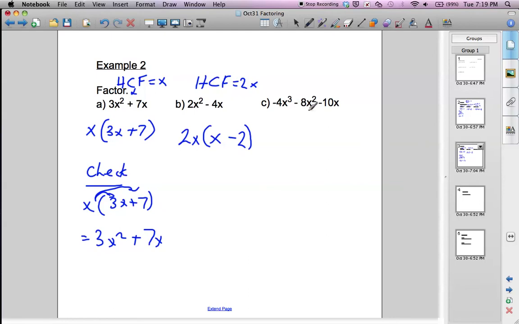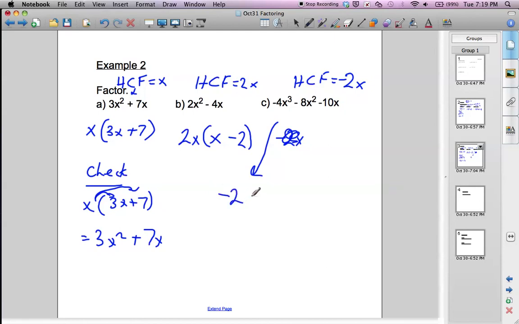And last one, we have 3 terms here. The HCF is going to be negative because our first term is negative. We've got 4, 8, and 12, so the biggest number you can divide all 3 of those by is 2. And we have x cubed, x squared, and x, so we can divide them all by x. And our HCF is going to be negative 2x. I'm going to write it down here.